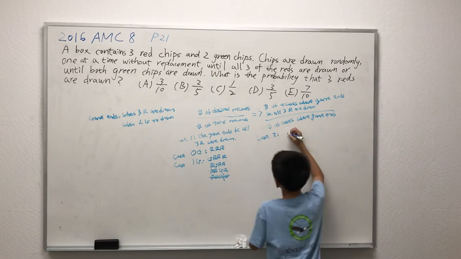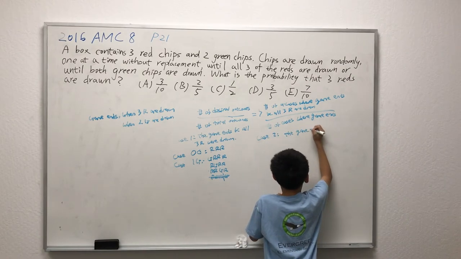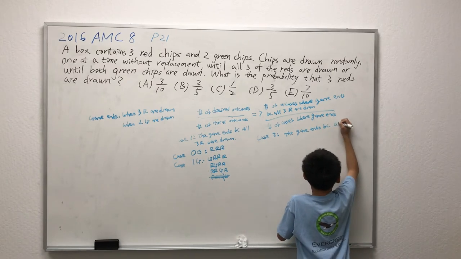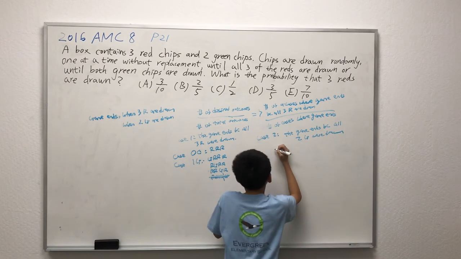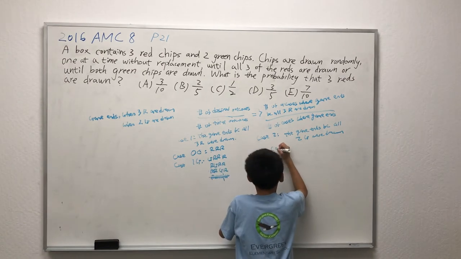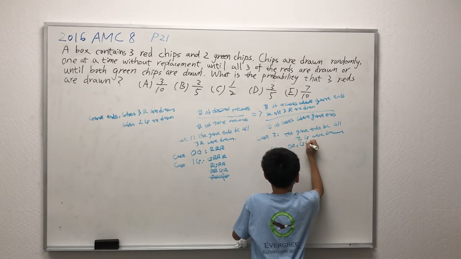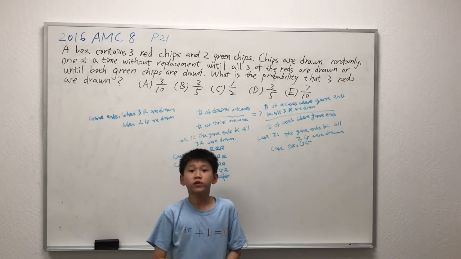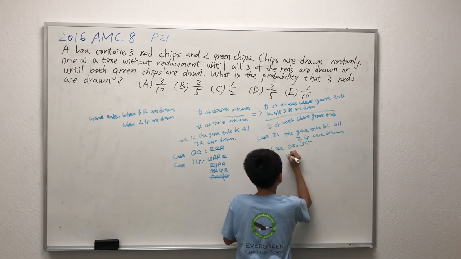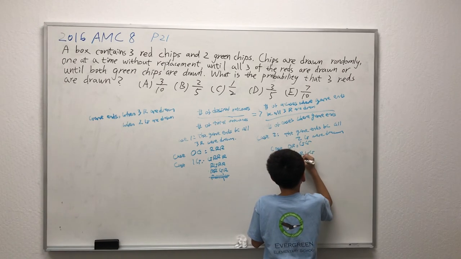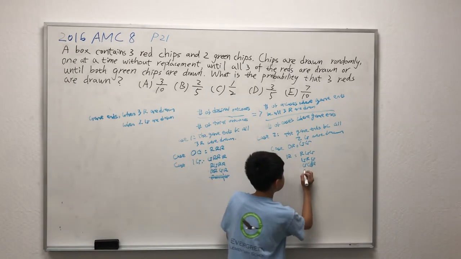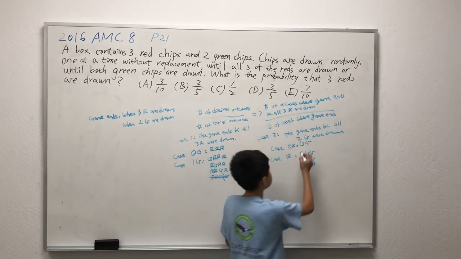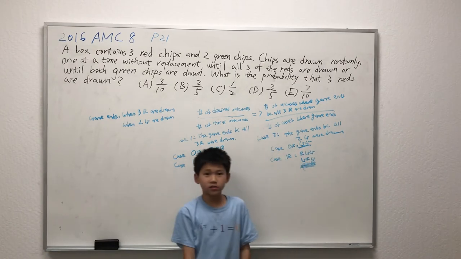Case two is when the game ends because two greens were drawn. As usual, there are subcases. There's the case where there are zero reds. It can just be green, green. There's another case when there's one red. It can be red, green, green, green, red, green, and green, green, red. Oh, but the problem is the game should have ended already right here because there are already two greens. Therefore, this is just a repeat of this case, so it is an invalid case.